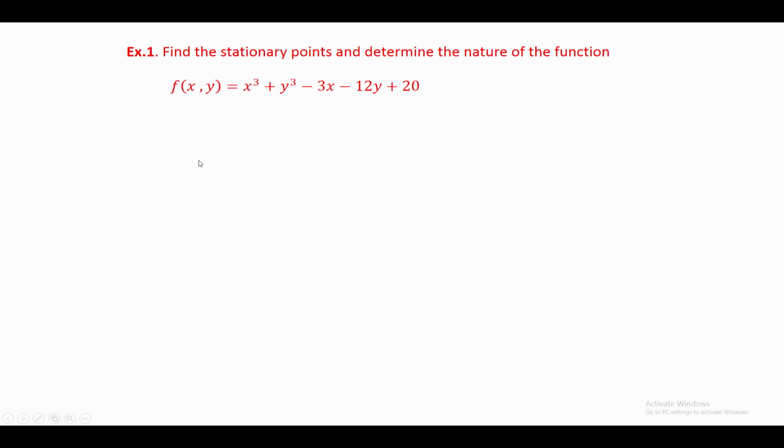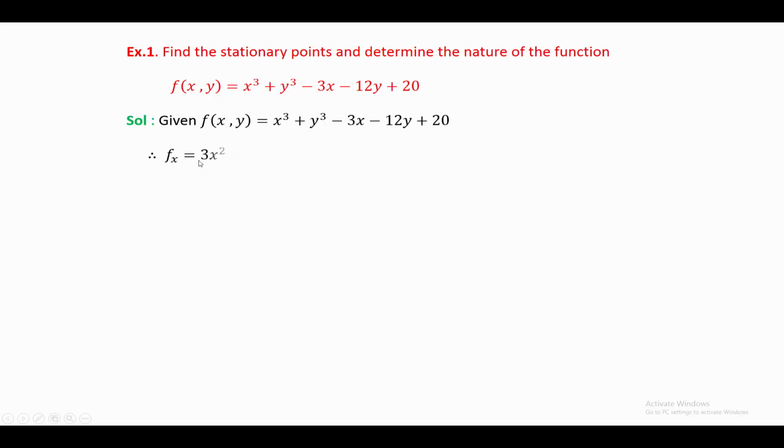First one, find the stationary points and determine only the nature of the function. Given function f(x,y) equals x cube plus y cube minus 3x minus 12y plus 20. First write down the given function f(x,y) equals x cube plus y cube minus 3x minus 12y plus 20. Then first find out the derivatives fx, fy, f_xx, f_xy and f_yy.